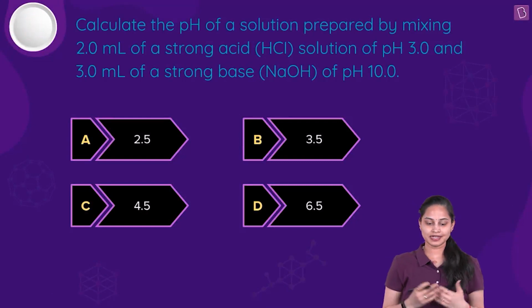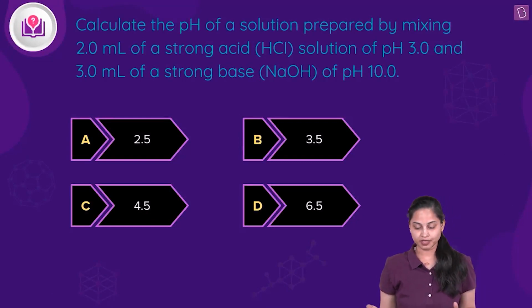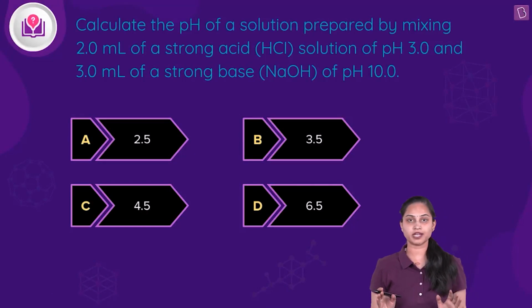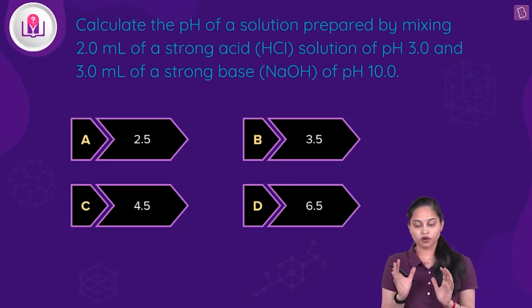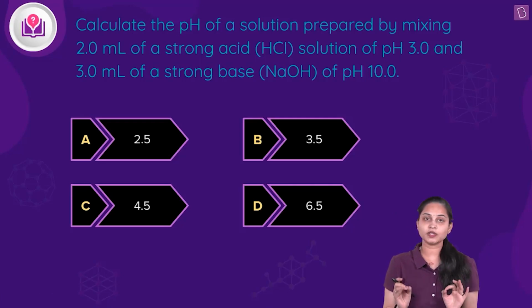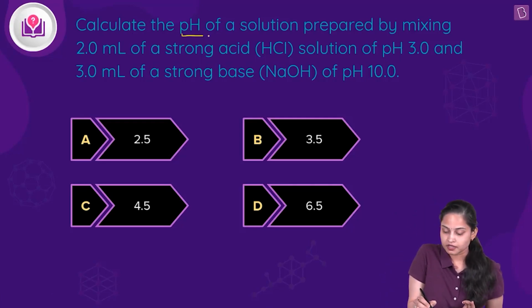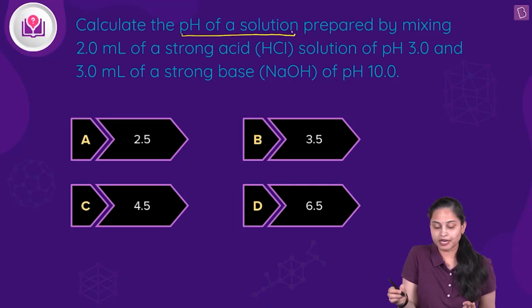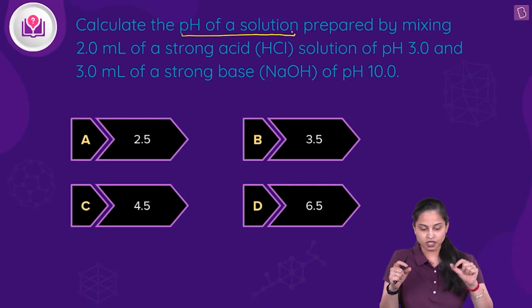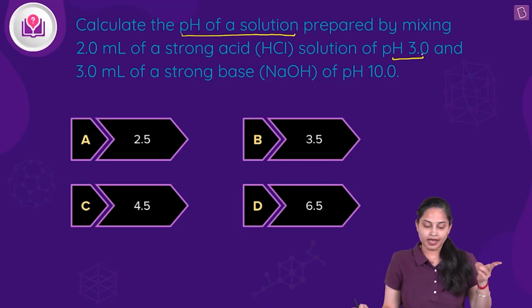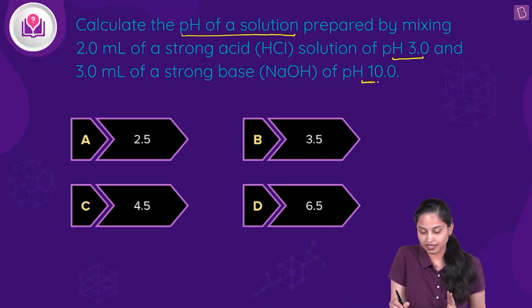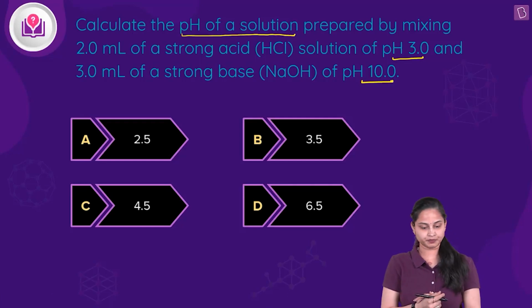Question over here is, calculate the pH of a solution prepared by mixing 2 ml of a strong acid solution of pH 3.0 and 3 ml of a strong base of pH 10. We need to calculate the pH of the solution that is prepared by mixing strong acid with pH 3, volume 2 ml, and strong base with pH 10 and volume 3 ml.